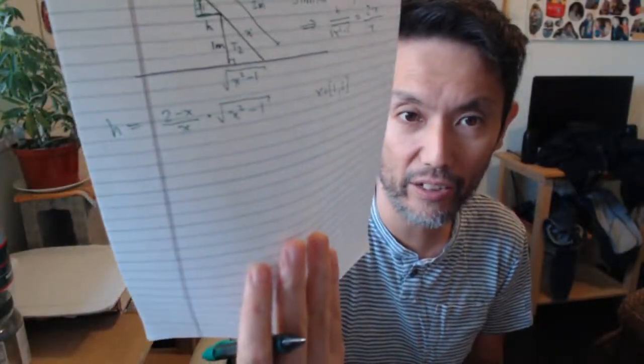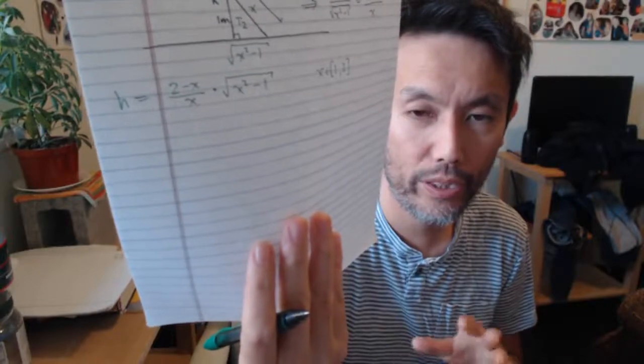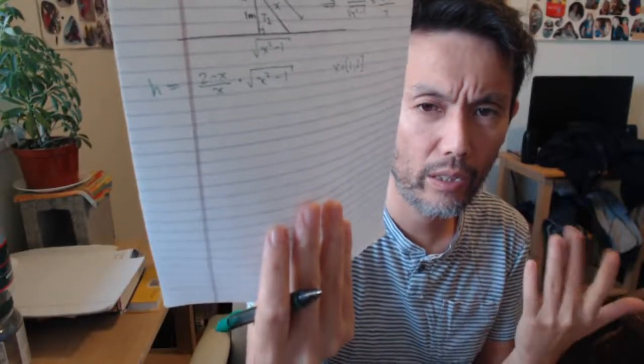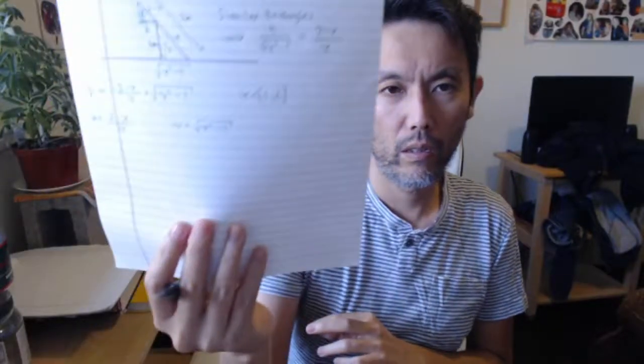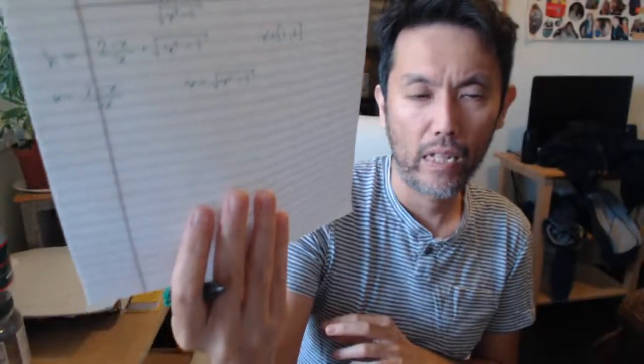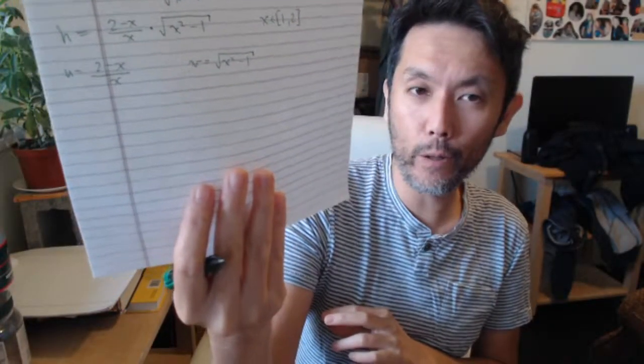H prime. To find h prime, if you look at it, there's my h. I'm going to use the product rule. So I'm going to let u equal 2 minus x over x, and I'm going to let v be equal to the square root of x squared minus 1. Now u prime, I need the quotient rule for. So I'm going to use that.